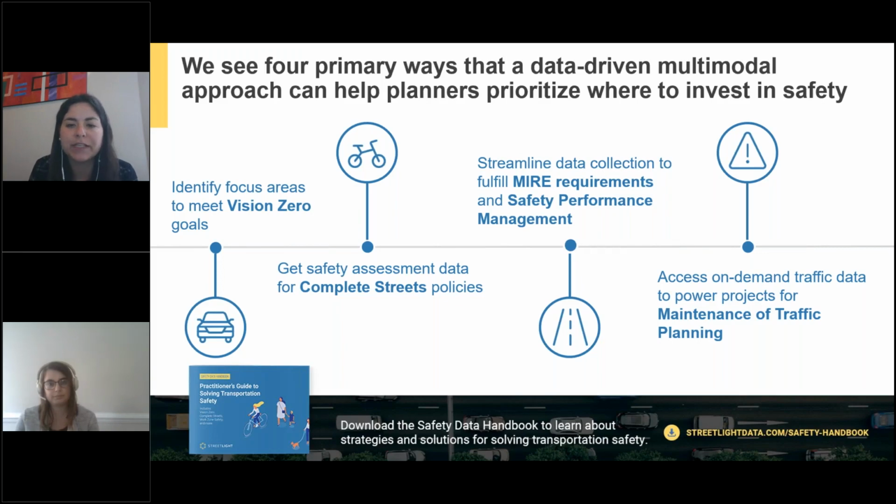After chatting with customers, transportation industry professionals, lobbyists, and more, we have distilled the daunting safety challenge into some themes. We see 4 primary ways that a data-driven, multimodal approach can help planners prioritize where to invest in safety. The first is identify focus areas to meet Vision Zero goals. The second, get safety assessment data for complete street policies. The third, streamline data collection to fulfill MIRE requirements and safety performance management. And the fourth is access on-demand traffic data to power projects for maintenance of traffic planning.